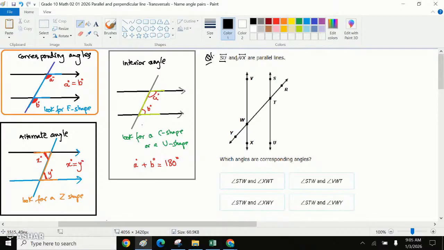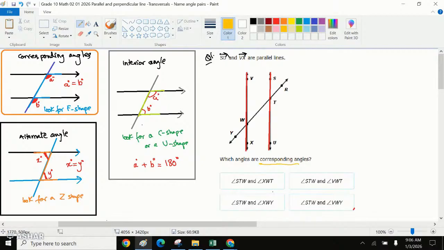SU and VX, right? That means they are parallel lines. They can have an arrow also on the top. SU is a line. Okay, I'll just highlight the parallel lines. This is SU and VX. These two lines are parallel to each other, right? We need to find which angles are corresponding. So we need to look for the shape F, right?